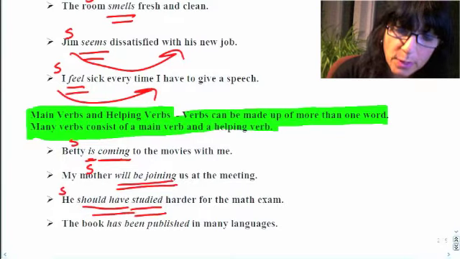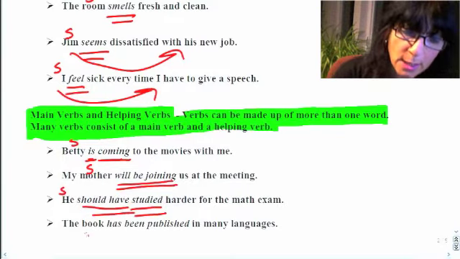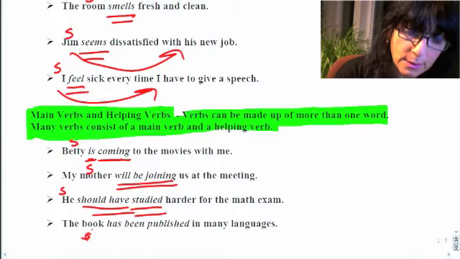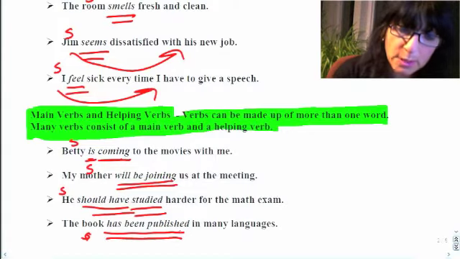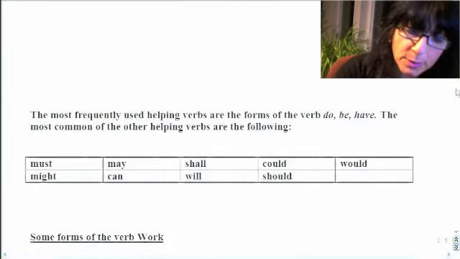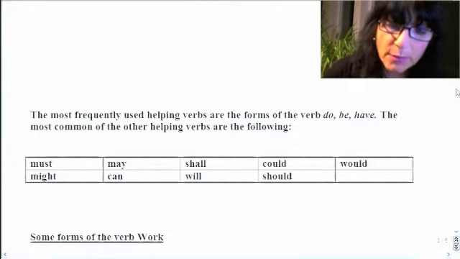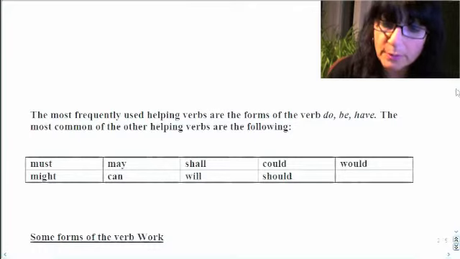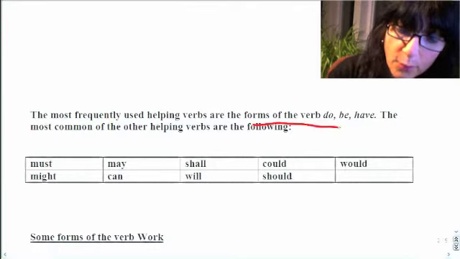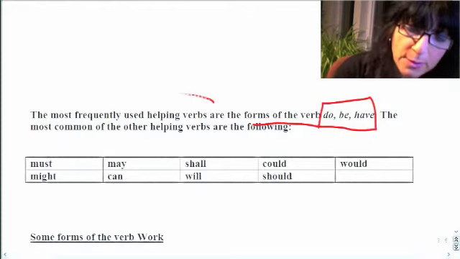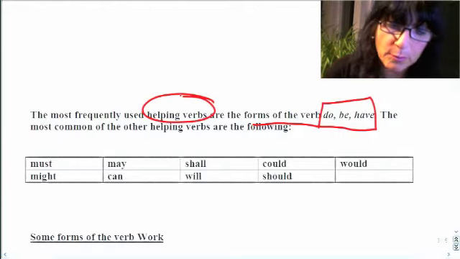And this one, the book has been published in many languages. The book is the subject. And has been published is the full verb. Published is the main part of the verb, and then has and been are the helper verbs. So please keep these points in mind. The most frequently used helping verbs are forms of the verb to do, to be, and to have. These are the most common helping verbs.